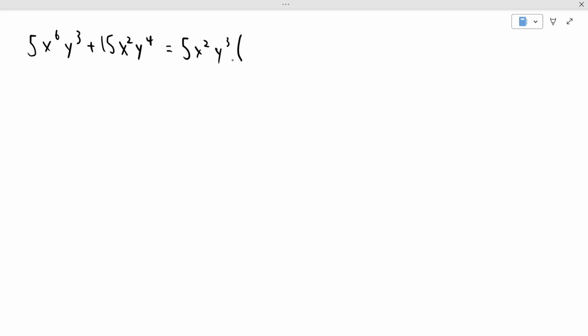So if we divide 5 by 5, then we get a 1, and we have an x to the sixth in the first term, and if we divide that by x squared, we get an x to the fourth.